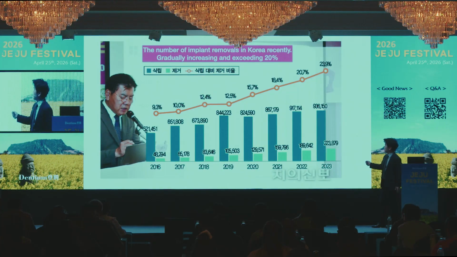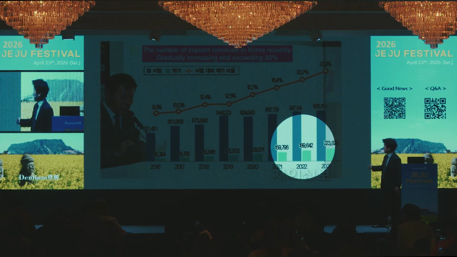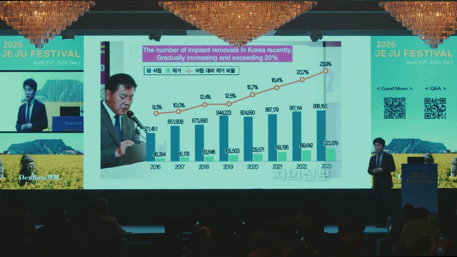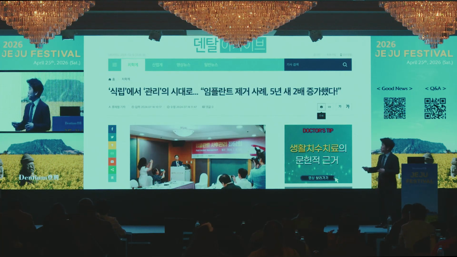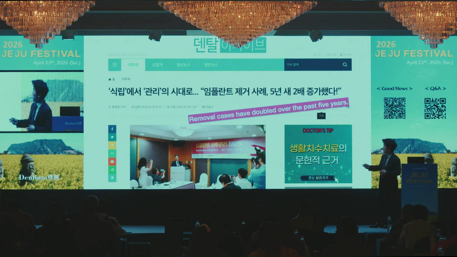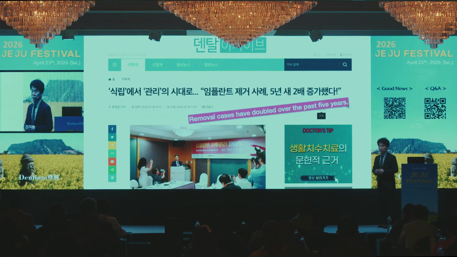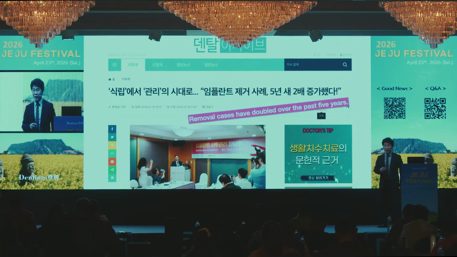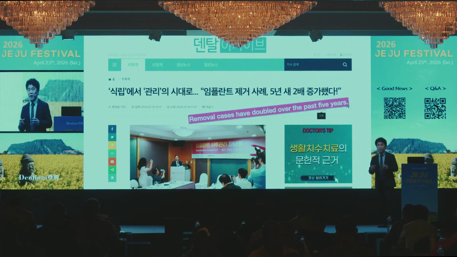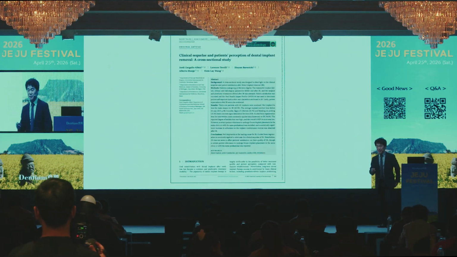This article shows a graph of the number of implant removals in Korea. The blue bar is implantation. The sky color bar is removal. It is gradually increasing and exceeding 20%. And also this article shows removal cases have doubled over the past 5 years. It is a very increasing number of removal cases. So I believe that we have to move from implantation to management.